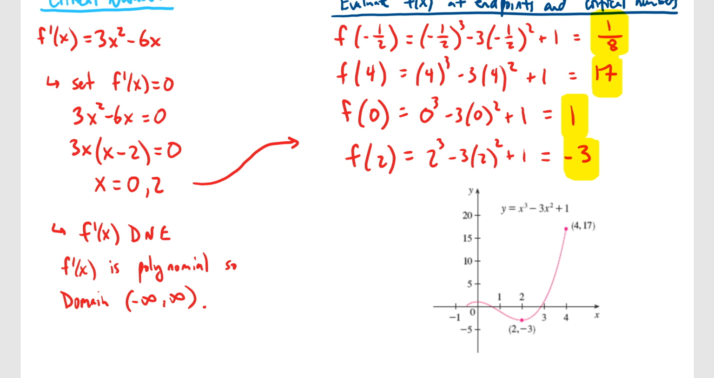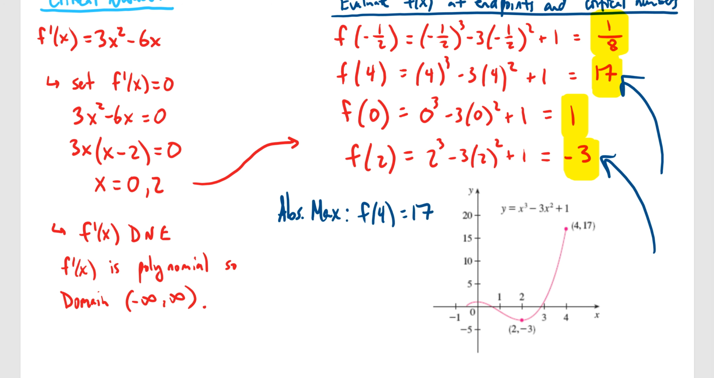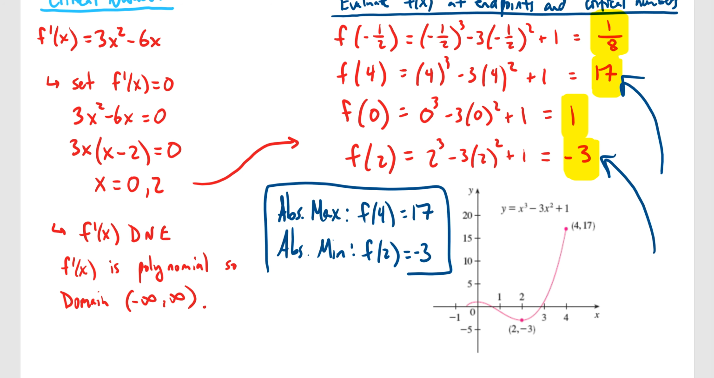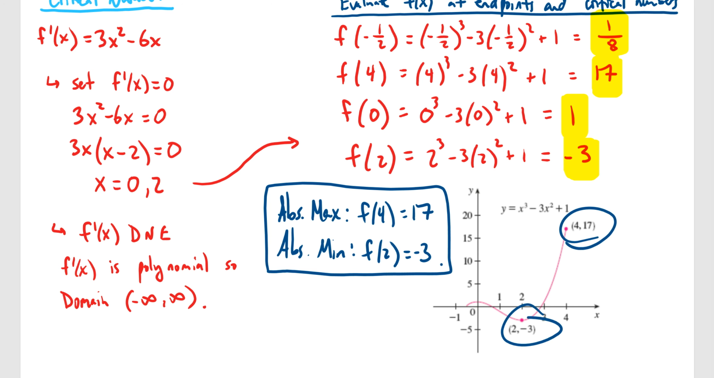So obviously our largest value here is 17 and our smallest value is -3. So that means the absolute max is f of 4 equals 17. And the absolute min is f of 2 equals -3. And then of course, I just included the graph here for us, just so we can verify that. And you can tell by the graph, obviously, that we are correct. Absolute max and the absolute min over that interval.